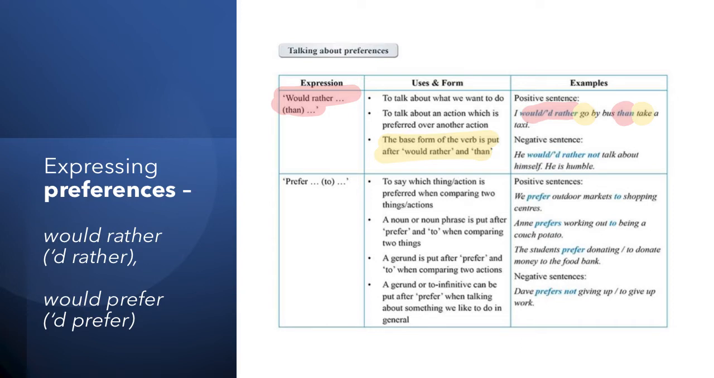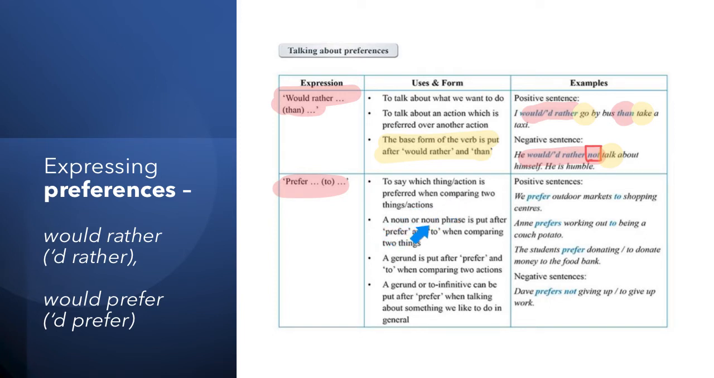In a negative sentence, we add the word not after would rather. And similarly, we use a verb in base form after would rather not. Next, let's take a look at how we can use prefer in a sentence. We use prefer to say which thing or action is preferred when comparing two things or actions. That means which one you want more.